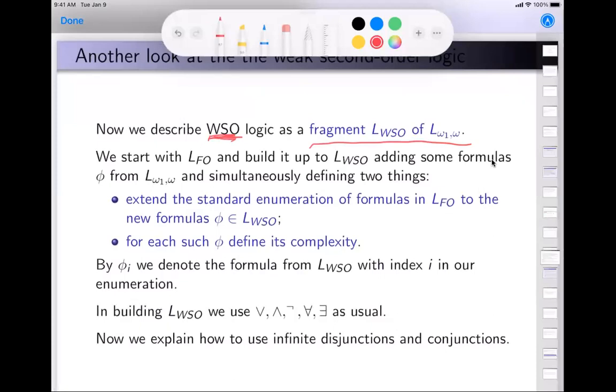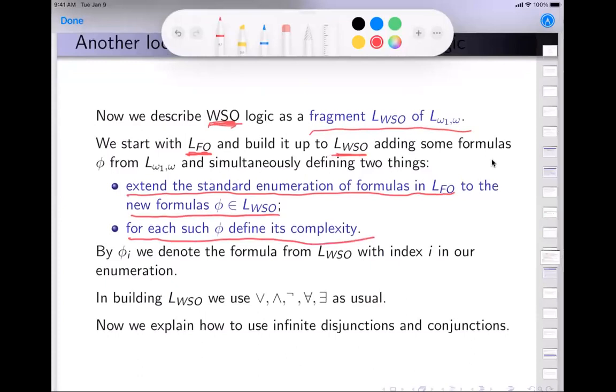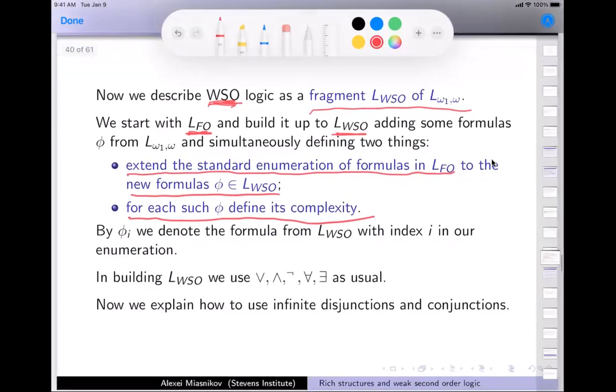So what is the fragment? You start with the first order logic in language L, you fix language L, and you build up this fragment, adding some formulas, phi. By induction, you do two things. First of all, you extend the standard enumeration of formulas in the first order logic to the new formulas of the fragment you are building up. It's like Gödel's enumeration, nothing special. You can do it in many ways. And for each such phi, when you build a new one, you define the complexity of this formula. So phi I for us will be a new formula with index I.